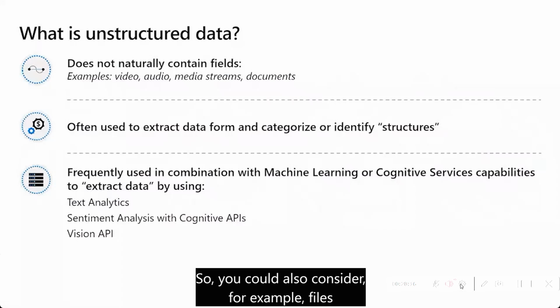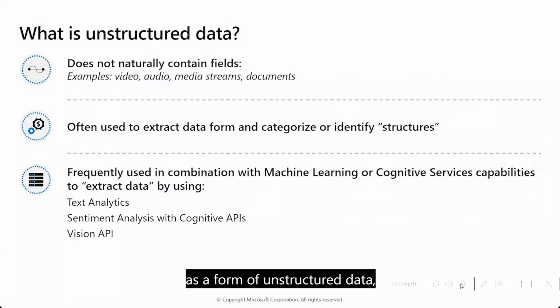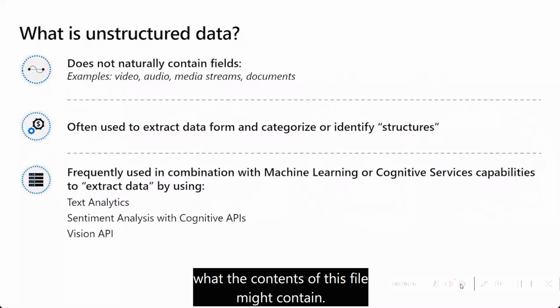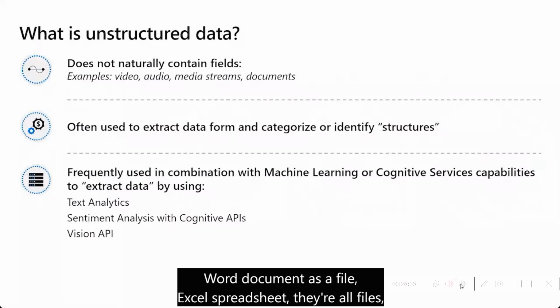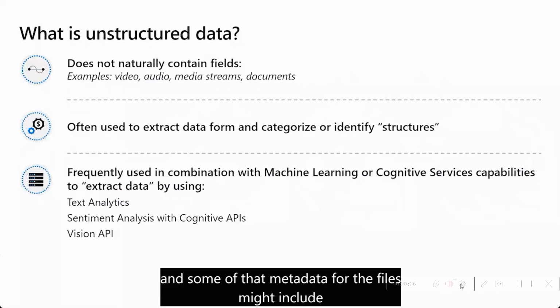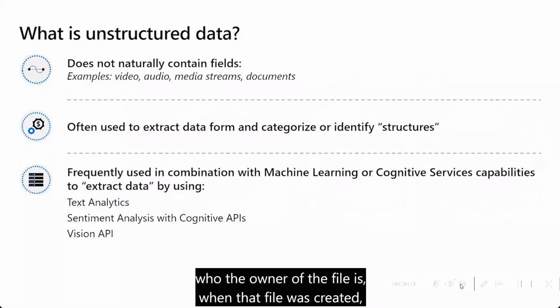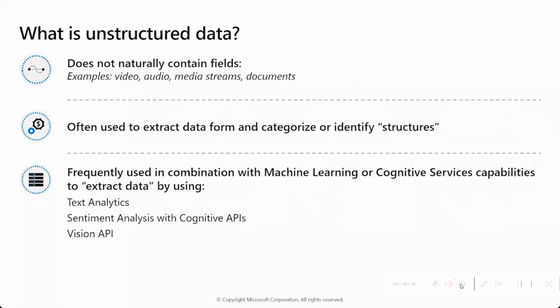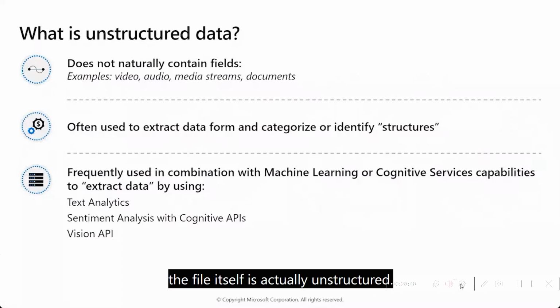So you could also consider, for example, files as a form of unstructured data, although some files actually have metadata that describes what the contents of the file might contain. So you can think of an image or photograph as a file, a Word document as a file, an Excel spreadsheet, they're all files. And some of that metadata for the files might include who the owner of the file is, when that file was created. So all the properties of the file, that's all the metadata. But the main content of the file itself is actually unstructured.